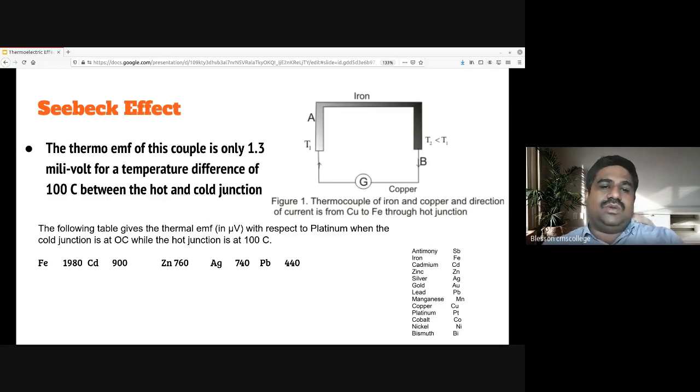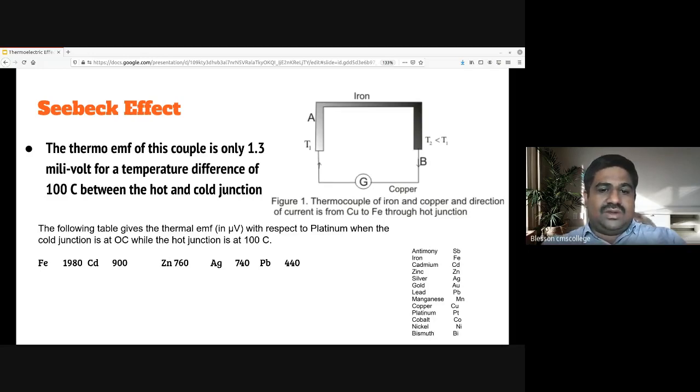By the way, a circuit containing two metals having two junctions is called a thermocouple. So a thermocouple made of iron and copper and kept at a 100-degree temperature difference will produce a thermo EMF of only 1.3 millivolt. I have given a list which shows the thermo EMF with respect to platinum when the cold junction is at 0 degrees Celsius and the hot junction is at 100 degrees Celsius.